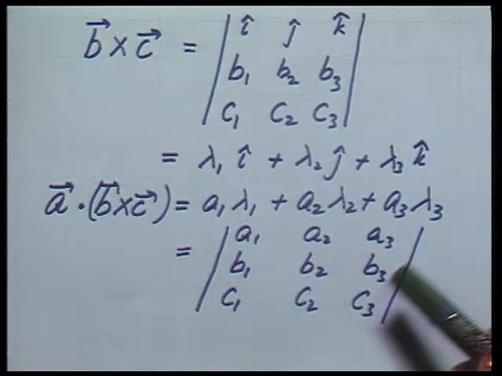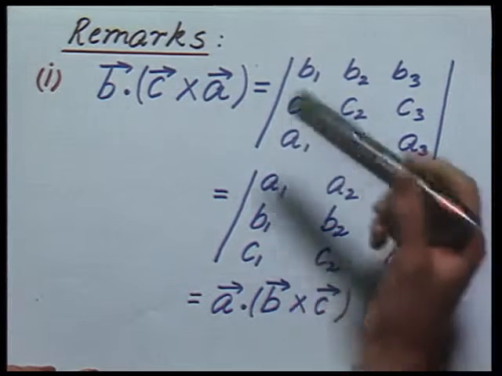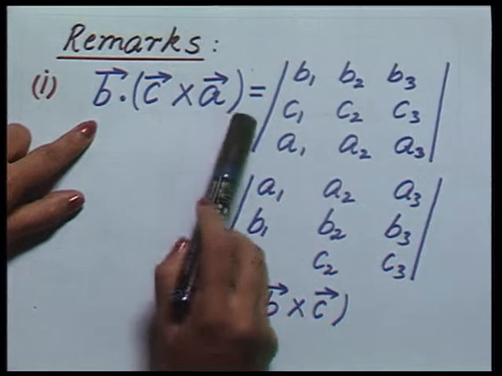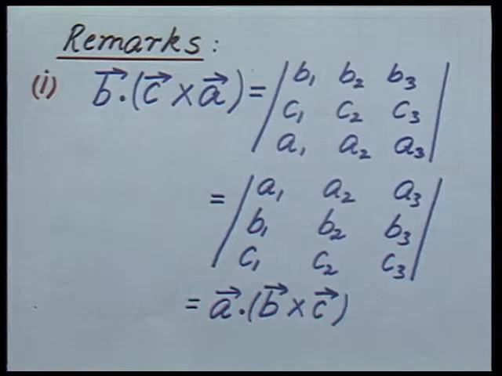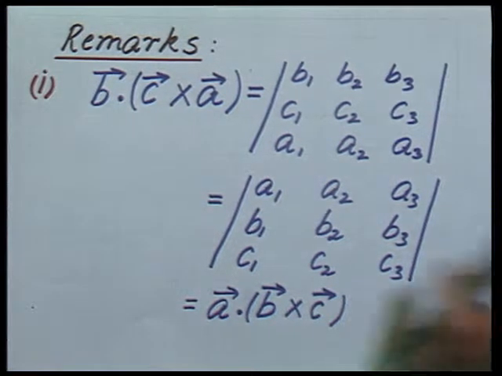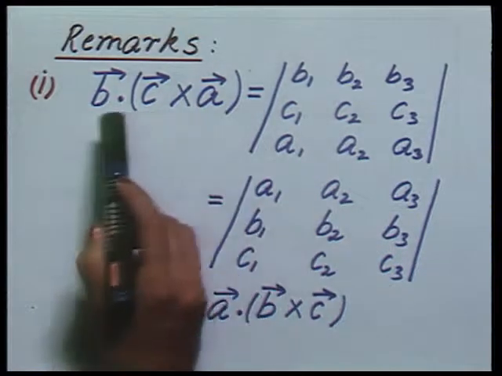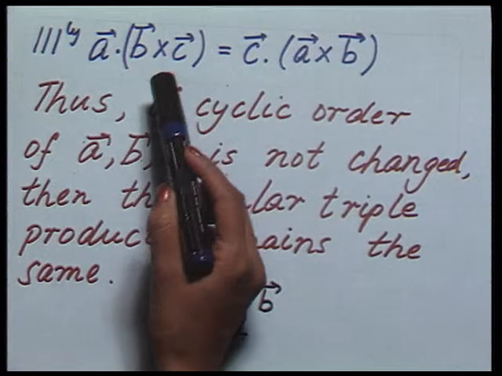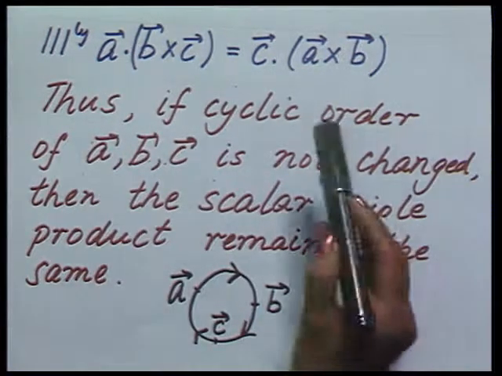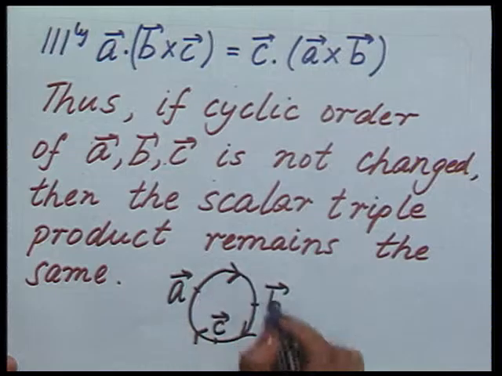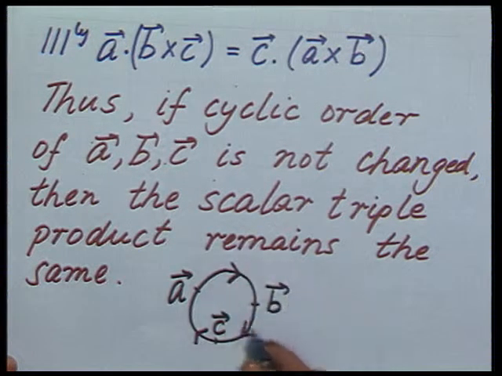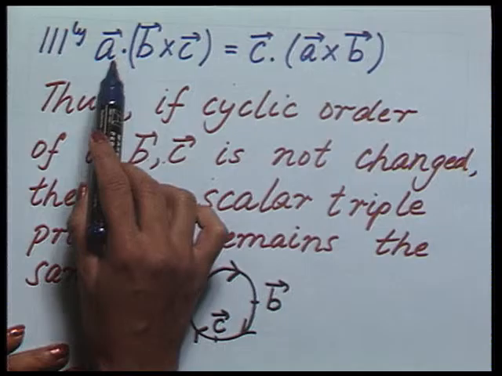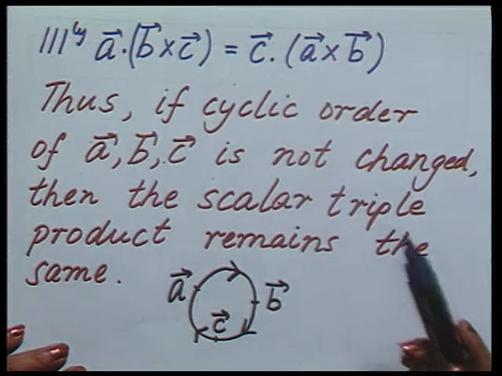And I have written this down for you here, that if you interchange two rows twice, then the determinant will not change. And here I have got B dot C cross A, which is again obtained in the same manner by interchanging two rows twice. Similarly, this is also equal to C dot A cross B. A dot B cross C is thus equal to C dot A cross B and is also equal to B dot C cross A. In other words, if I write down A, B, C as points on a circle and draw an arrow to indicate the clockwise order, then we find that if the cyclic order is not changed, then the scalar triple product A dot B cross C remains the same.